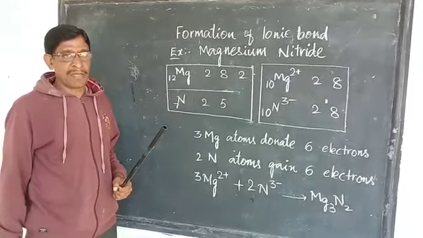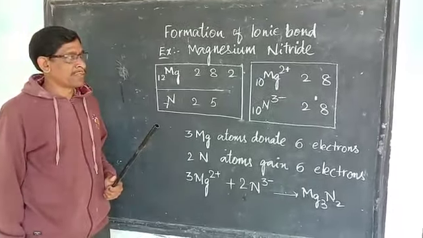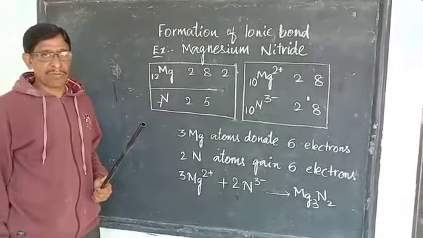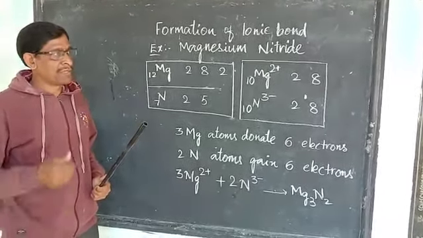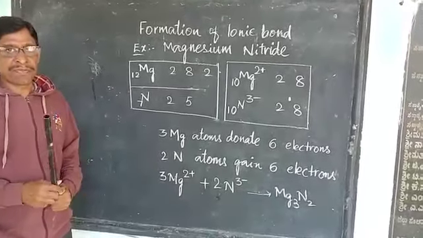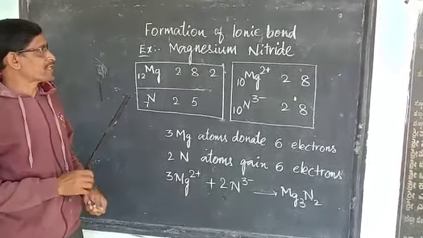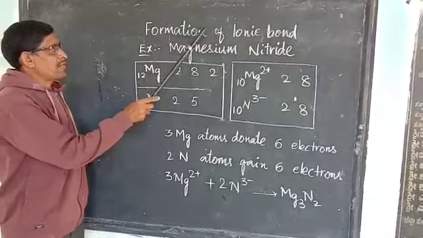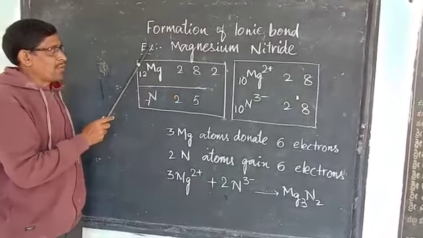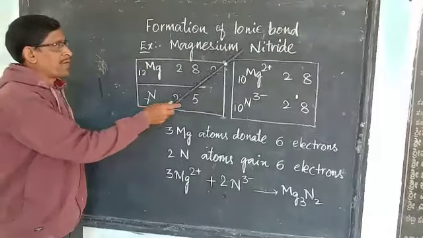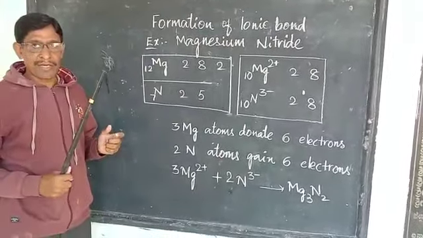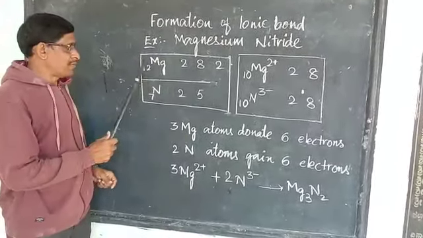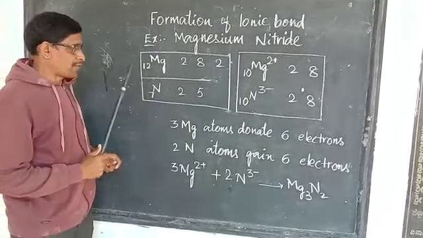Students, in the previous class we have discussed the formation of an ionic bond, taking an example of calcium chloride. Today we are going to discuss the formation of an ionic bond with the example of magnesium nitride. Here we have to take a metal, magnesium, and a non-metal, nitrogen.